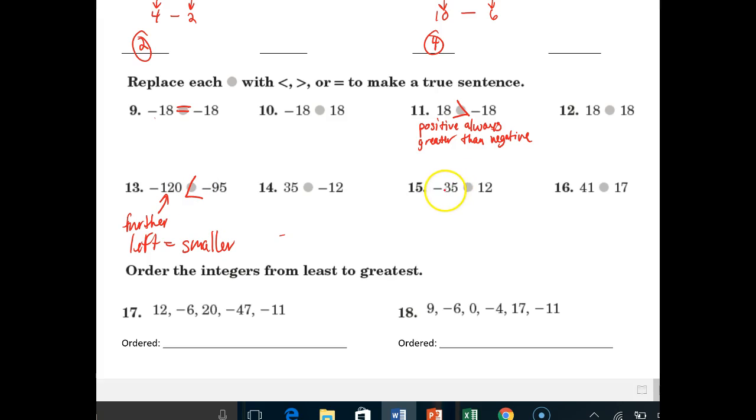Negative 35 and 12. What did I just say? I said positives will always be greater than negatives, right? So boom, point at the smaller, eat the bigger. This is a positive number. This is negative. Negatives are smaller than positives. Do you have this down?